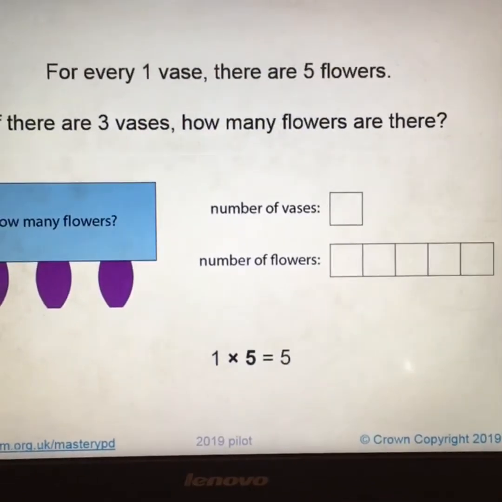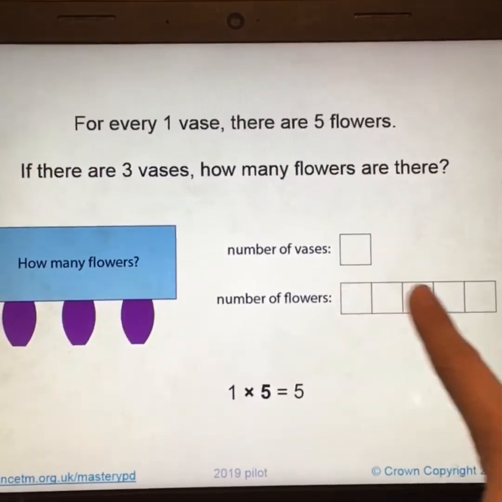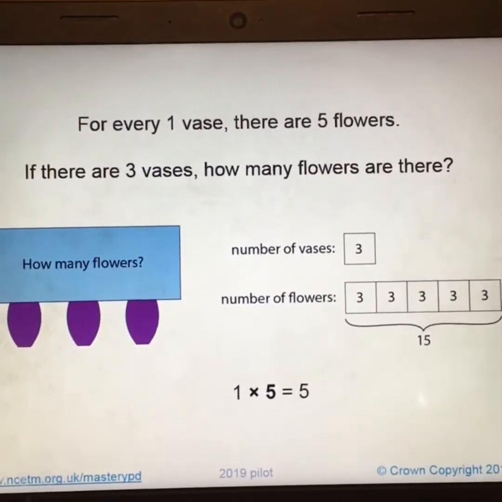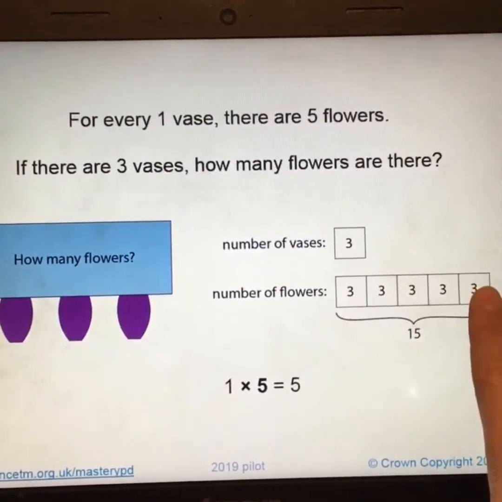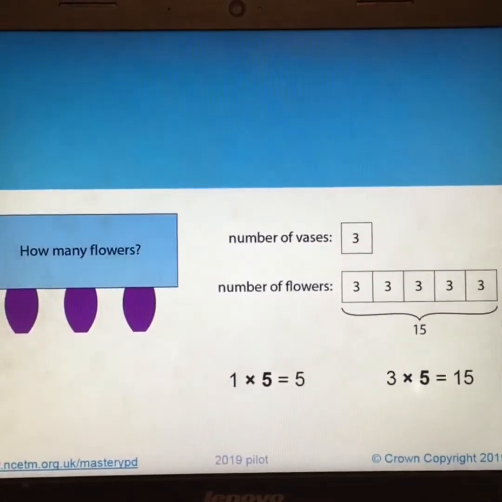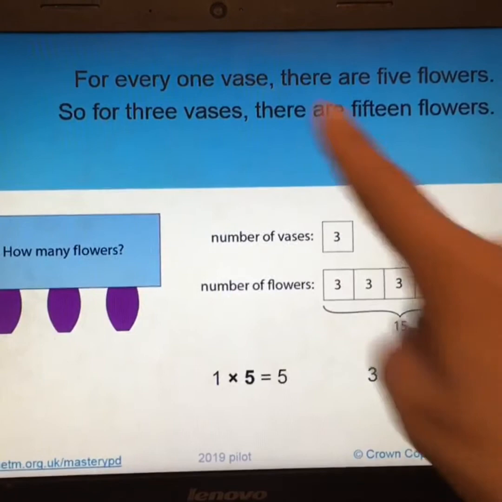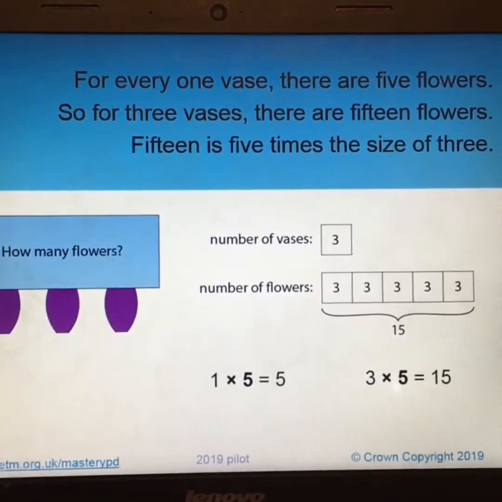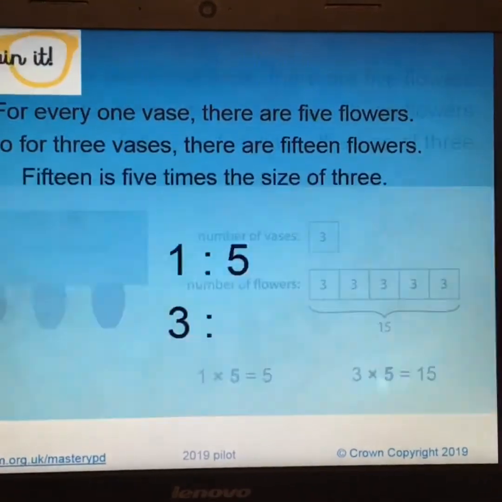Easy. Next one then. So for every 1 vase, there's still 5 flowers. So my bar model's staying the same, because for every 1 vase, there's 5 flowers. What about if there was 3 vases though? How many flowers are there now? So, number of vases is now 3. So each one of these parts is now 3. So you do 3 times 5, which is 15. For every 1 vase, there are 5 flowers. So for 3 vases, there are 15 flowers. Because if you times this side by 3, you've got to times this side by 3. 15 is 5 times the size of 3.